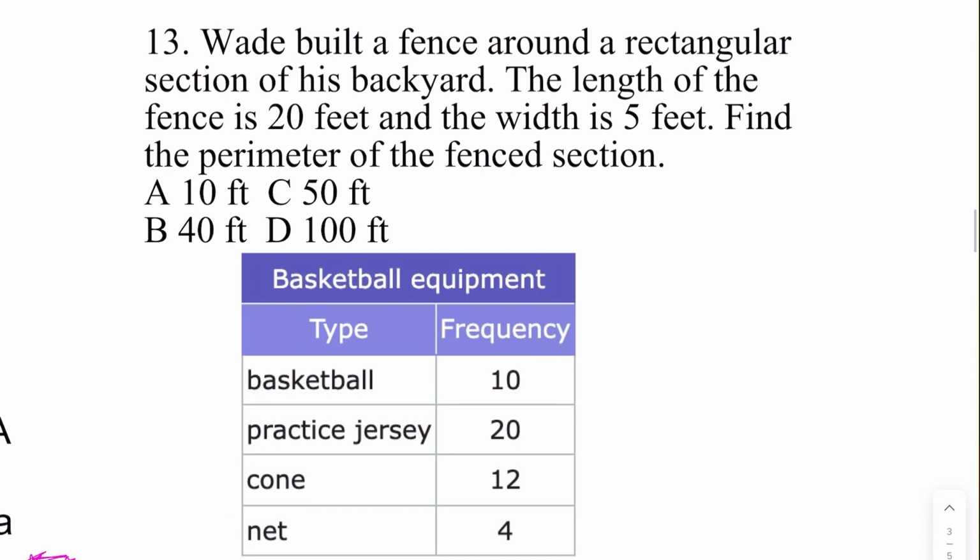Next one, number 13. Wade built a fence around a rectangular section of the backyard. The length of the fence is 20 feet, and the width is 5 feet. Find the perimeter of the fenced section. The keyword here is perimeter, and perimeter is the distance around the shape.